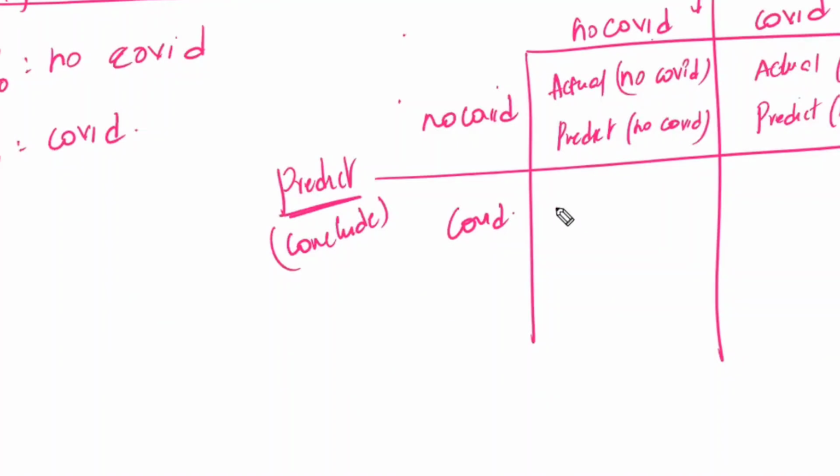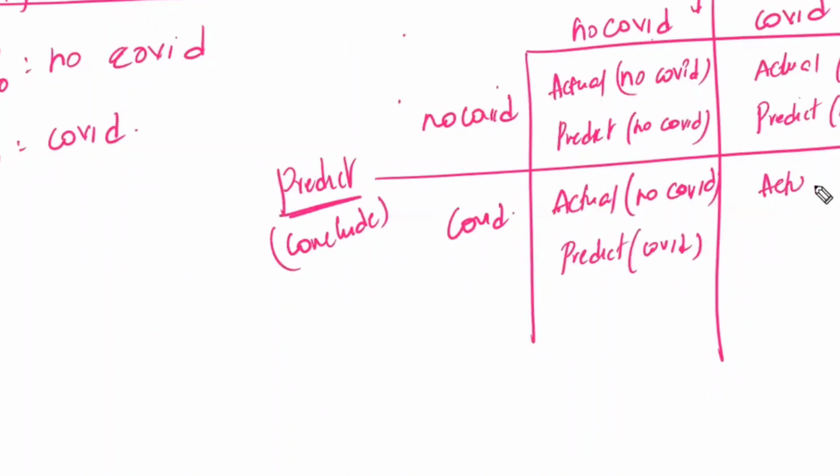What is this one? This cell belongs to actual. Every time, write the first one actual followed by predicted. Actual was no COVID. Predicted is you have predicted COVID. Now actual is COVID and you have predicted also COVID.